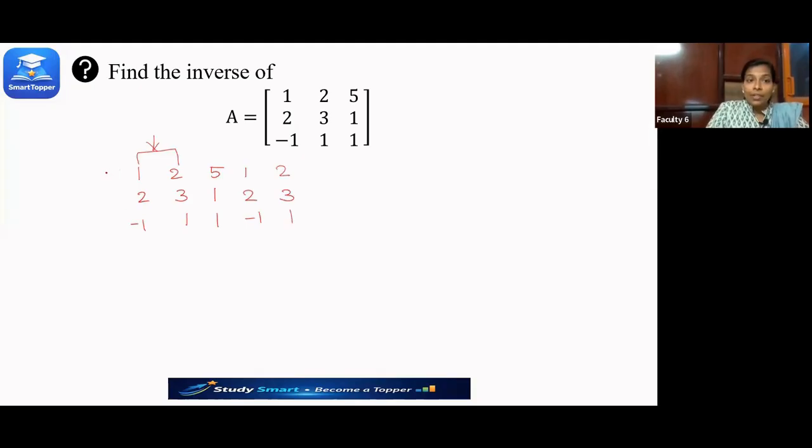You have to consider the first two rows. In the first two rows, you will get what? You have to write the entire row downwards. So your first row is what? 1, 2, 5, 1, 2. Next, second row is 2, 3, 1, 2, 3. Correct? Now, the next step is what?